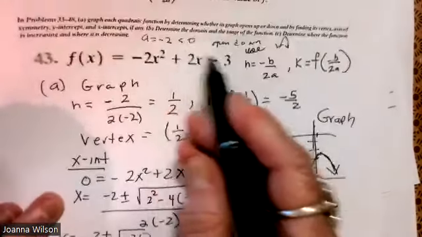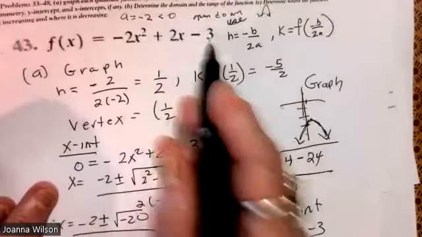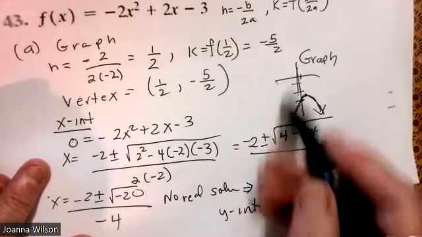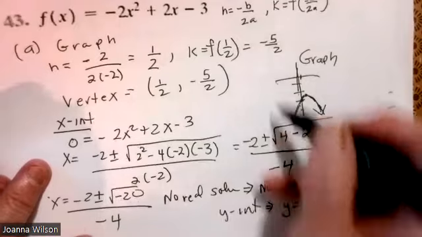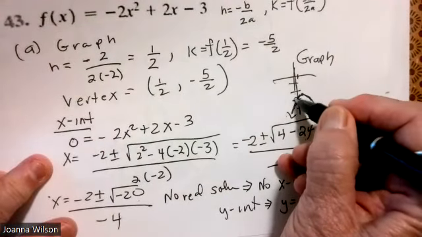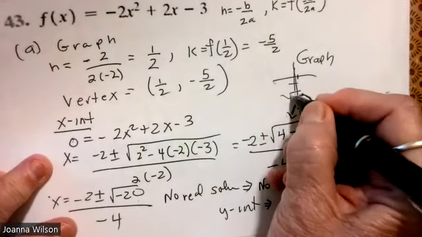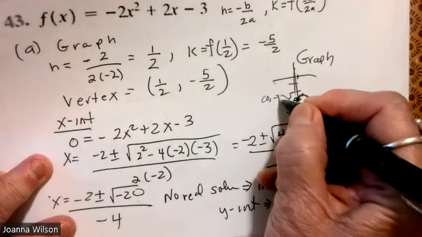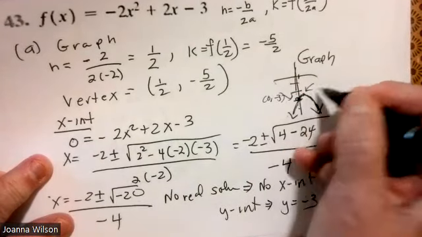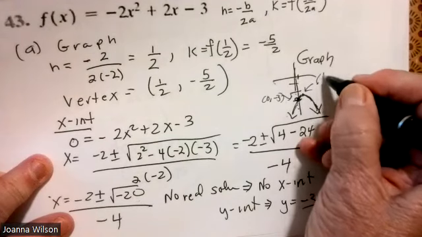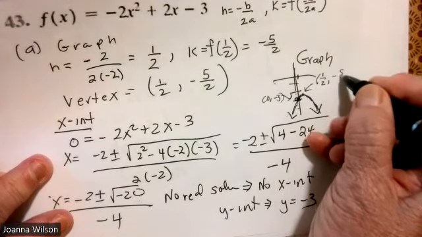And then I just went and found the y-intercept. It's going to be -3. And so 0 over, -3 down. And so then you can plot that point. That's 0, -3. You can plot the vertex, which is 1/2, -5/2.